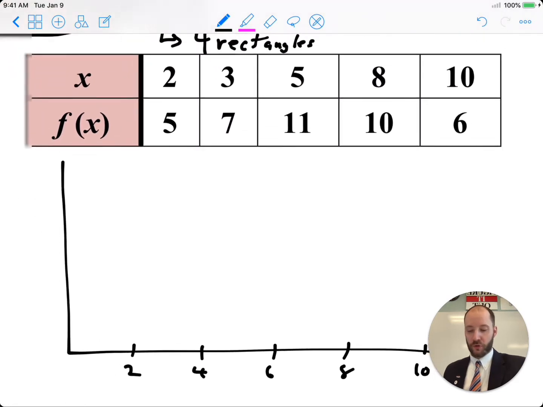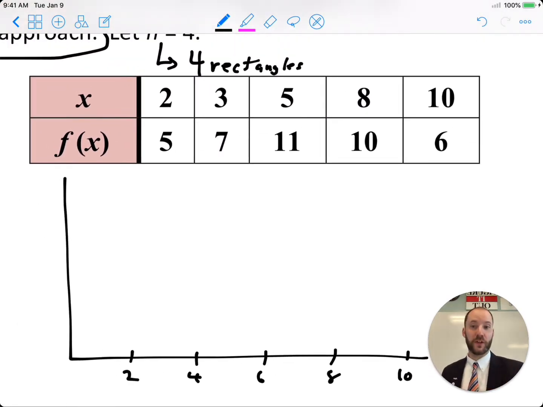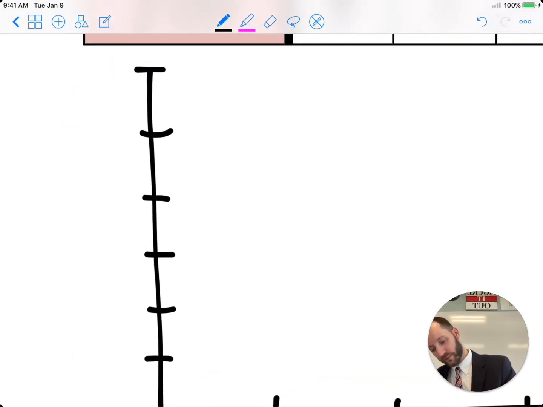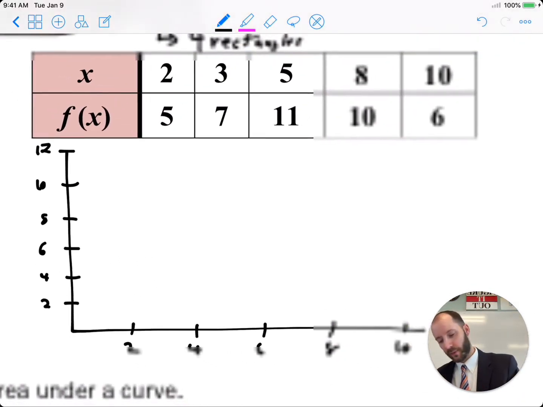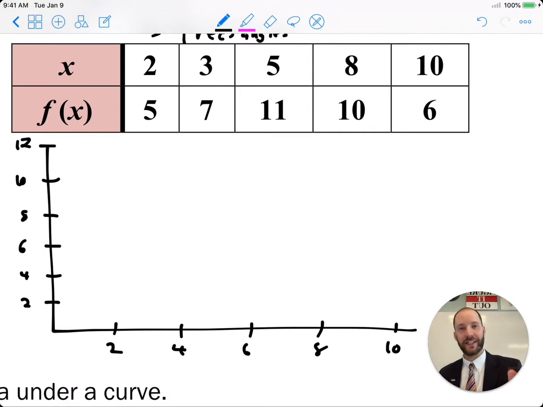So when you go to draw the rectangles, let's get our data points first. So 2, 5. On the y axis, 2, 4, 6, 8, 10, 12. So let's label those. It's not always necessary that you do an equal interval. Sometimes I'll just draw y tick marks where my values are, just to expedite the process.